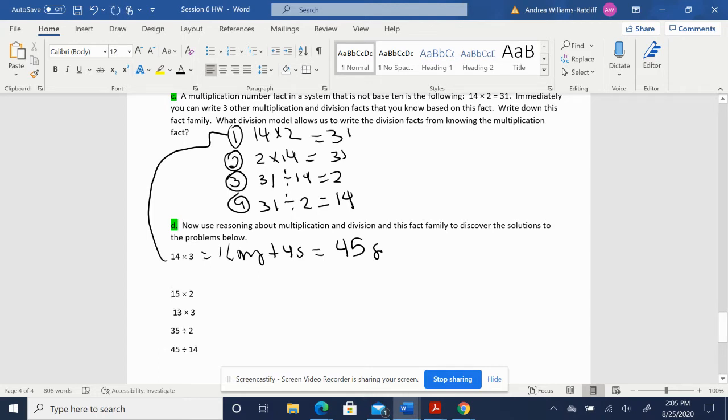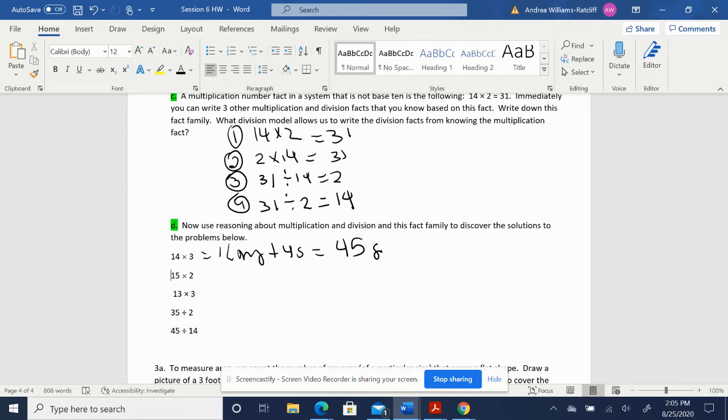So let's look at 15 times 2. Again, I would look up here and try to see which one of these statements it reminds me the most of. I would probably go back to sentence 1 because it looks the same. We still got times 2. The only thing is now we have 15 instead of 14.